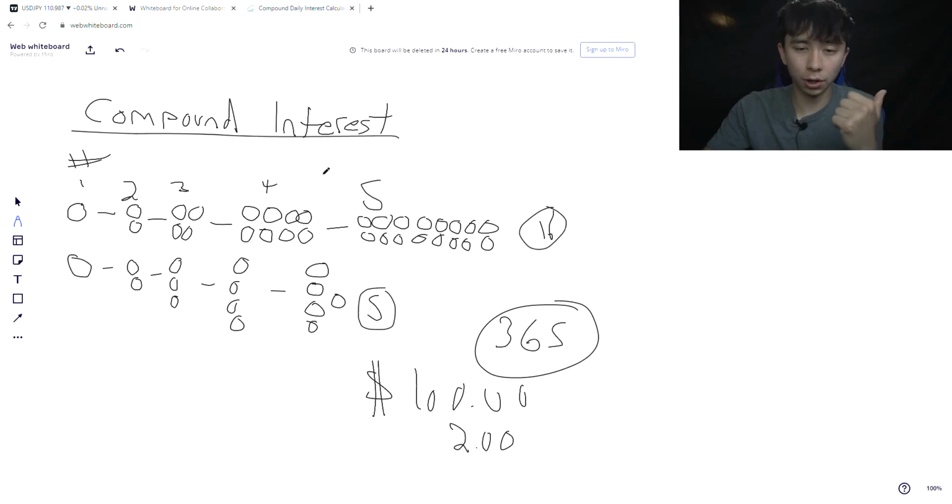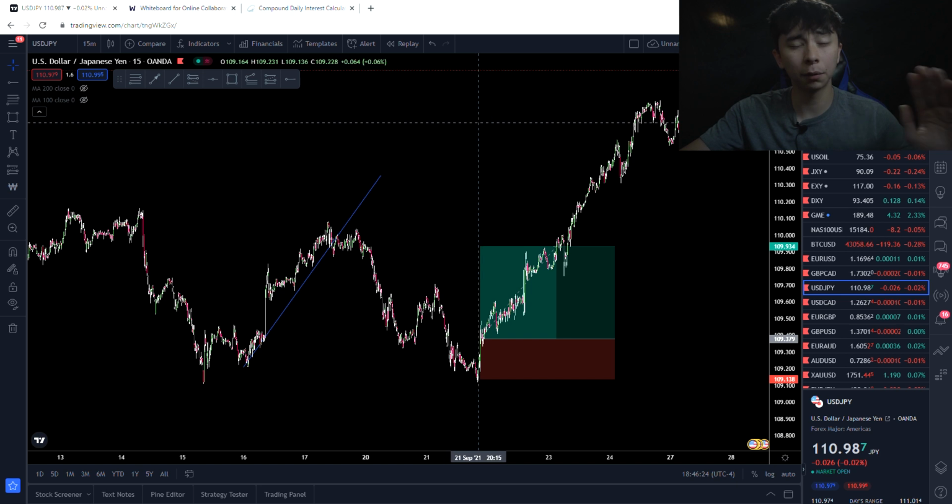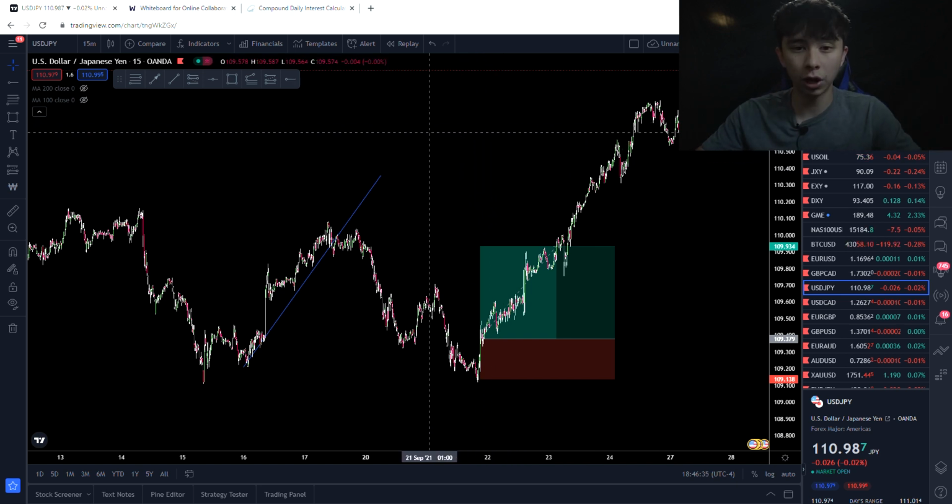Okay, so we're gonna hop over to the charts really quick. I'm gonna show you how you can make exactly 2% every day with this really simple trading strategy. Okay, so we're at the charts and I'm gonna break down this really simple strategy. For this strategy, you're gonna have to know a few basic terms like uptrend and downtrend.